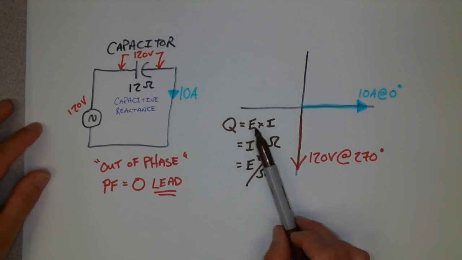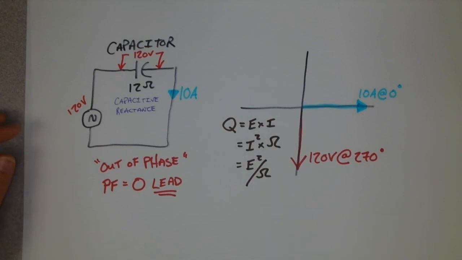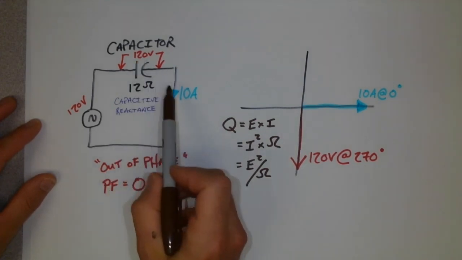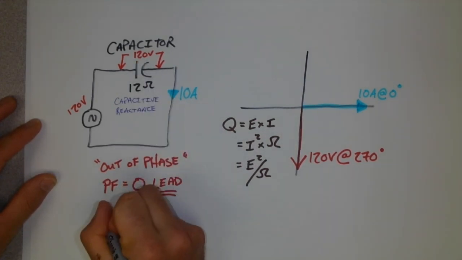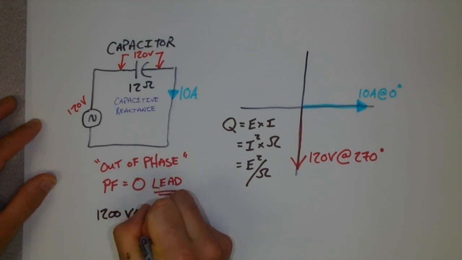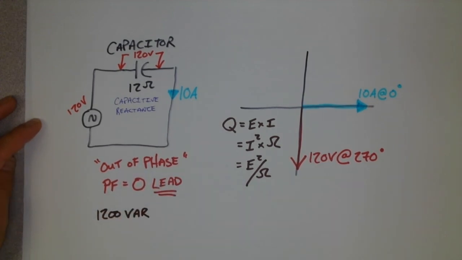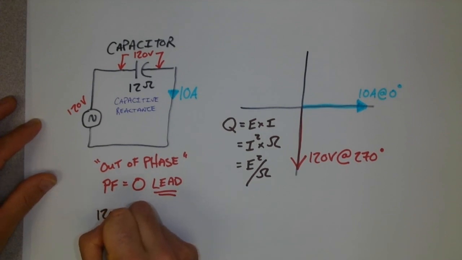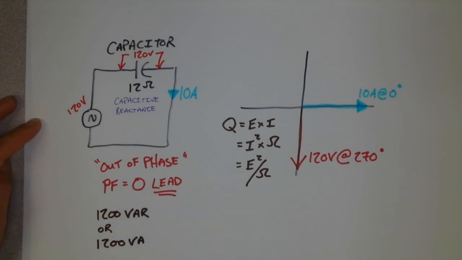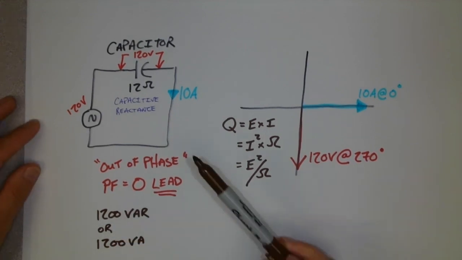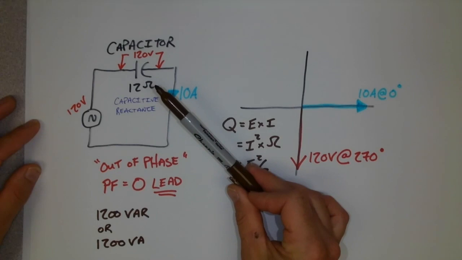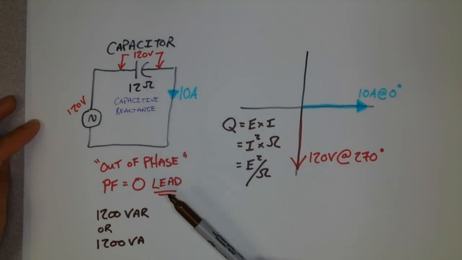And I'm going to do the same thing as in the previous 2 examples. I'm going to take the voltage and current. So E times I, voltage times current, gives me 1200 VARs. Remember, there's always a second way for me to indicate this, and so that means that we would also have the equivalent of 1200 VA. This, in effect, is a 1200 VA load with a power factor of 0 lead.